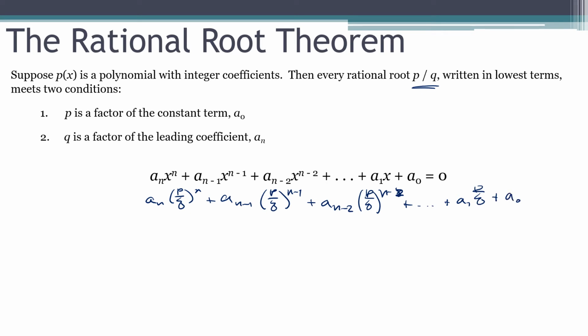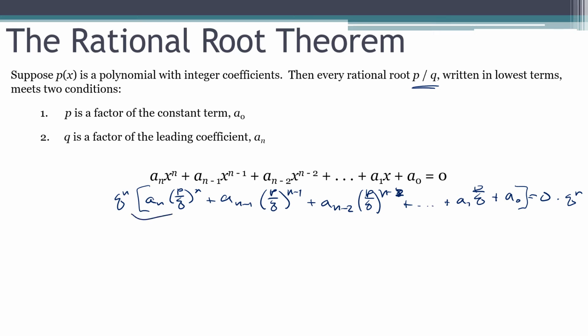Now, here's my next step. I'm going to do what we often do when we're working with anything that has fractions in it. I'm going to eliminate them. I'm going to multiply both sides of the equation by q to the n power. And that's going to eliminate all of these denominators. So let's do that here, and again over here. Okay, now distribute.